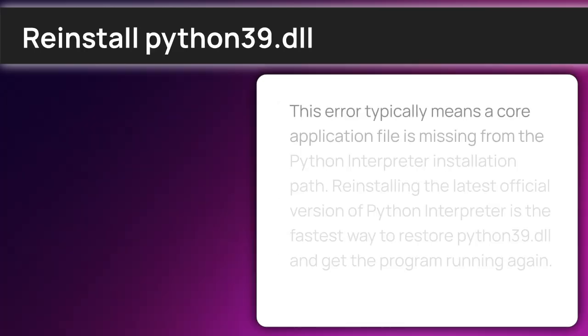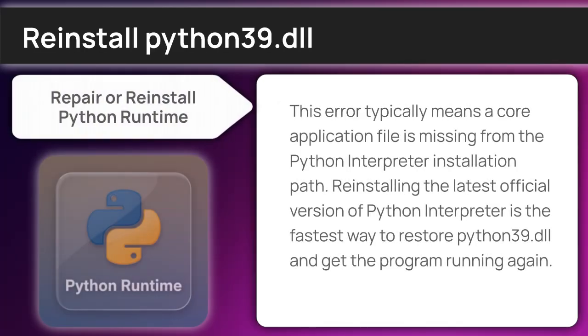The Python39.dll belongs to the Python interpreter application bundle and is unique to that software. Performing a full reinstall of the latest version of Python interpreter will restore this file along with its related binary components.